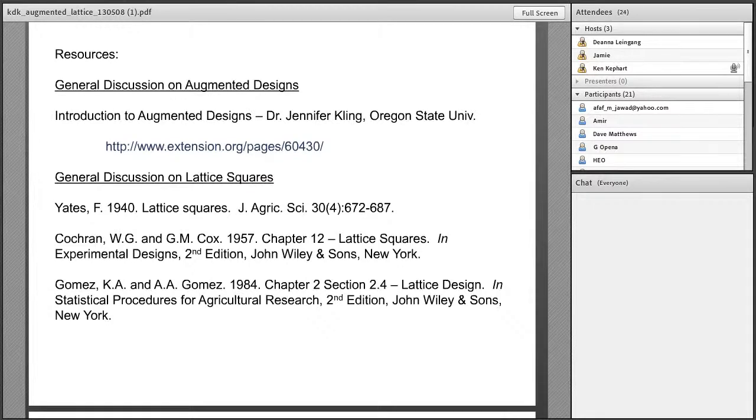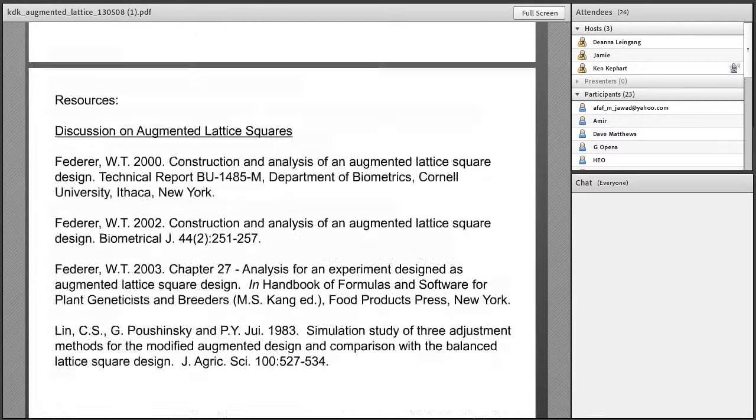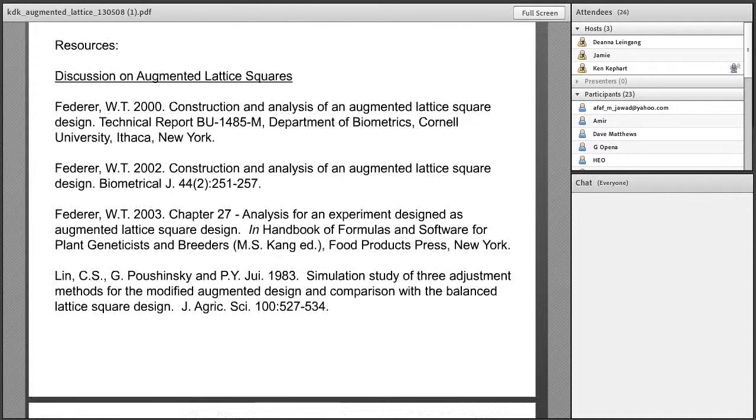The last citation that you see there by Gomez and Gomez is in their book, Statistical Procedures for Agricultural Research. Most of the discussion there is in the section listed in chapter 2, but they have additional discussion throughout the book. It's not very strong in terms of discussing from a theoretical standpoint, but they do provide a very nice progression of step-by-step analysis for the data associated with this design. And so all three of those together would give anybody a good solid background in understanding lattice squares.